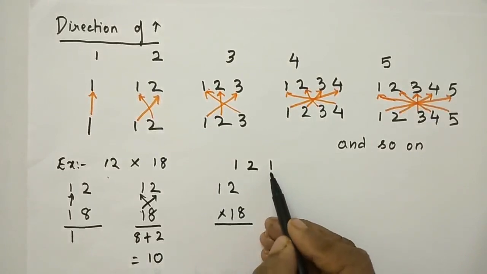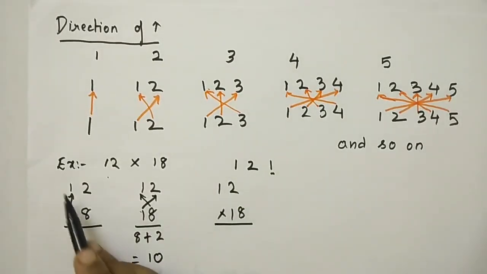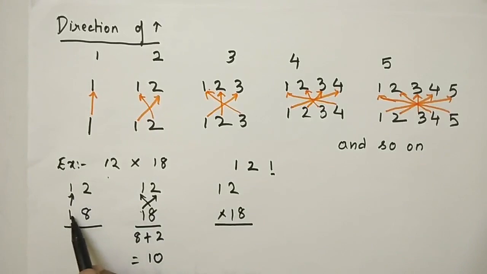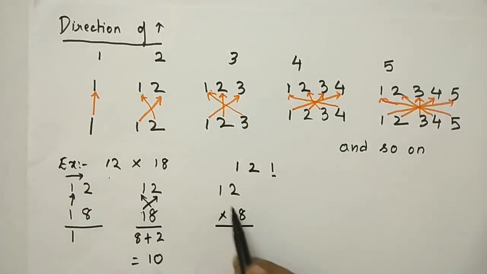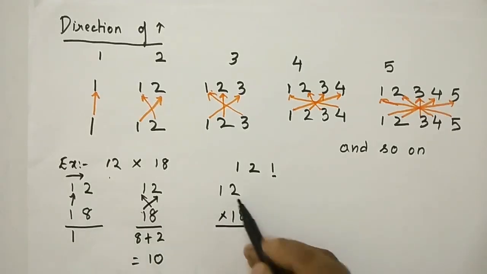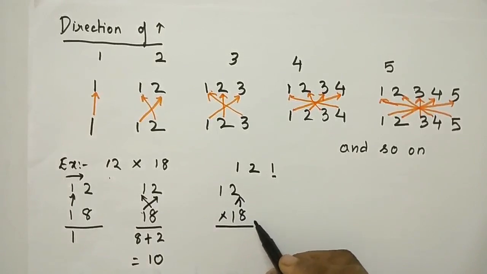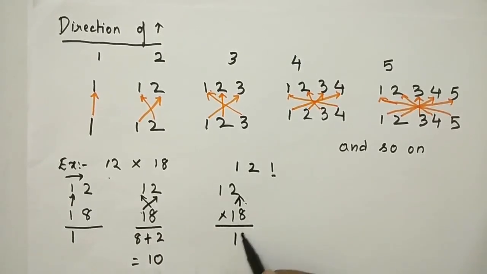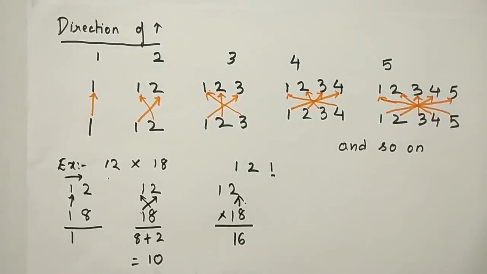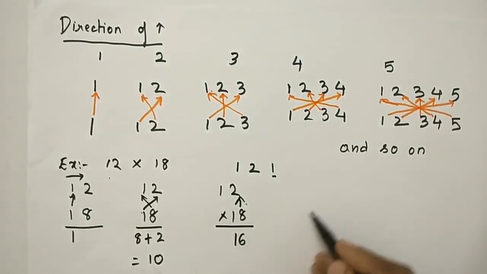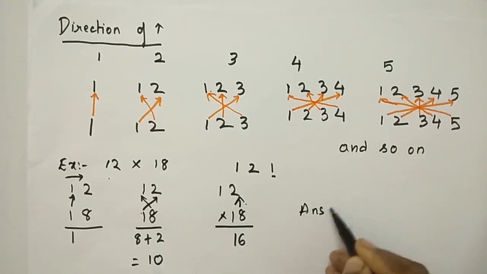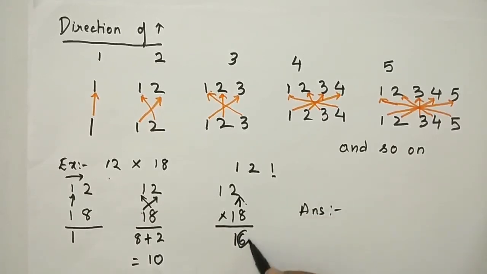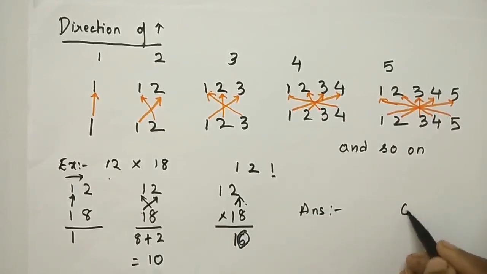Okay, next 12 into 18. In this case you have 1. So, the multiplication of the arrow will start in this direction. At last it will go from the last digit of the multiplier to the last digit of the multiplicand. This is nothing but 16. Okay. Now, the answer. I will write the answer. Observe it. Here 6, right? I will write here 6.